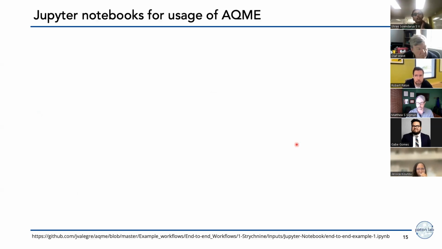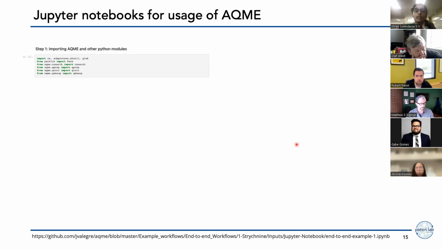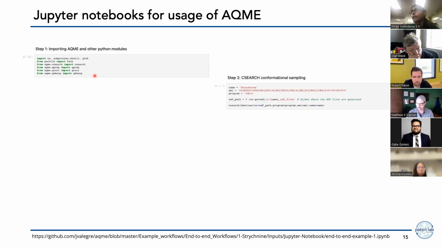I'd also like to finally go through an example of a Jupyter notebook, for example, how you could utilize AQME. The first step is essentially importing the different modules of AQME itself. Here, I'm going to be working with CSEARCH, QPREP, QCORR, and QDESCP. Then the next step is, for example, with respect to the stretching molecule that I had in the beginning, with just one line of code with the CSEARCH class, you could get out the different kinds of SDFs based off of RDKit, different conformers for the specific molecule.